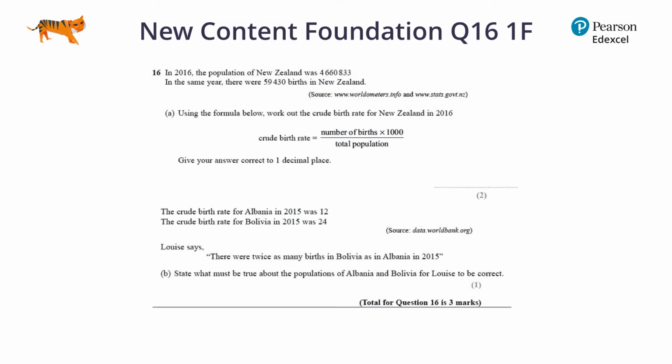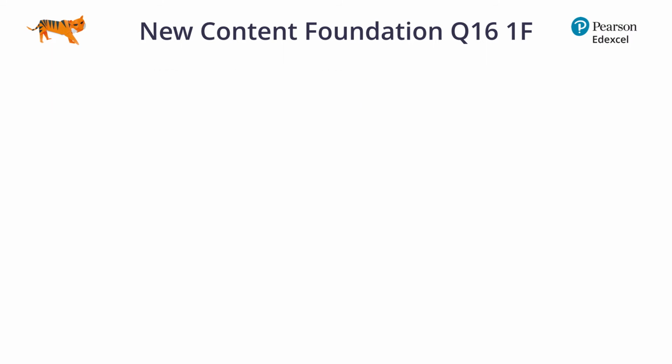The first question was question 16 on paper 1 foundation and looked at crude birth rates. This question had two parts, A and B, and was worth 3 marks in total. In part A, students were asked to work out the crude birth rate for New Zealand using the given formula, and over 3/4 of students were able to do this correctly. In part B, students needed to understand what crude birth rate calculations show. Interpreting what this means in context was a particular weakness of this cohort, with less than 1/4 of students accessing the mark in part B.